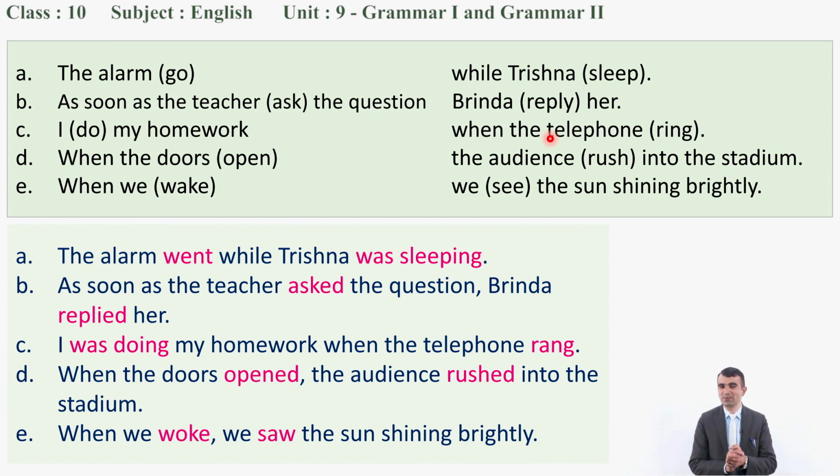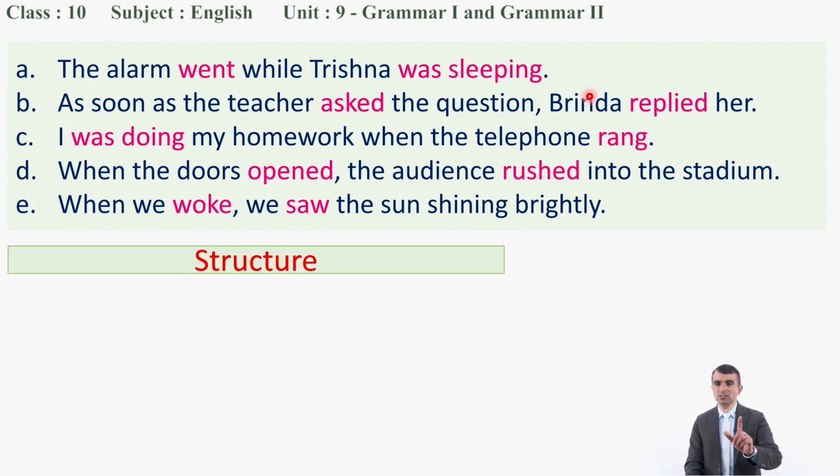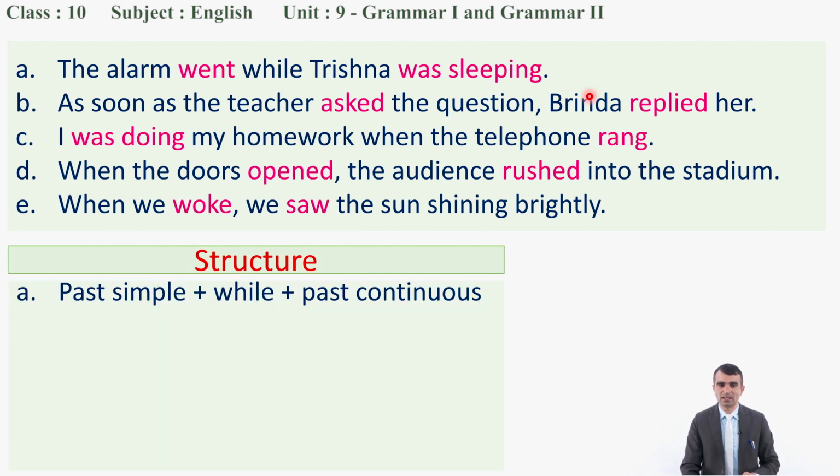Now, you have done very well now. Is it? You have done it. Now, let's go to another activity. Okay. You can do it easily now. Well, but before we go to another activity, see them again. The alarm went while Trishna was sleeping. Here, structure, find out the structure. The alarm went. That is event. Simple past structure is used, isn't it? Simple past plus while and then past continuous we used.